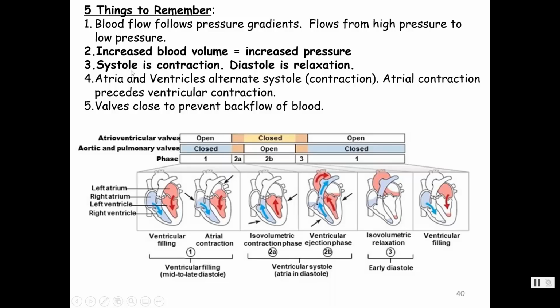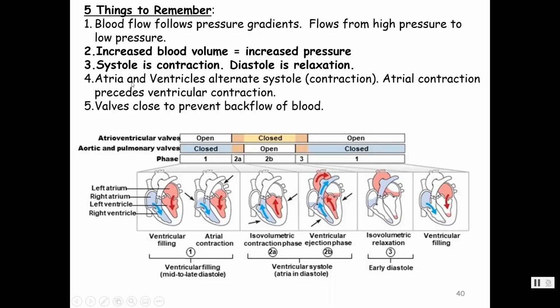Systole is the word for contraction. So when the ventricles or the atria, those muscles in the myocardium, contract, they are ejecting blood. So systole is the ejection phase. Diastole, this word means relaxation, and this is when the chambers will be filling. They fill during diastole, and they eject blood during systole.